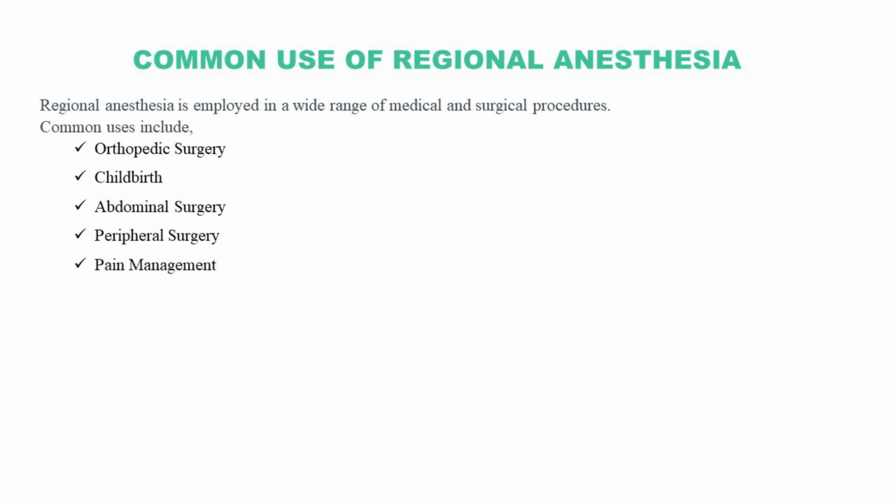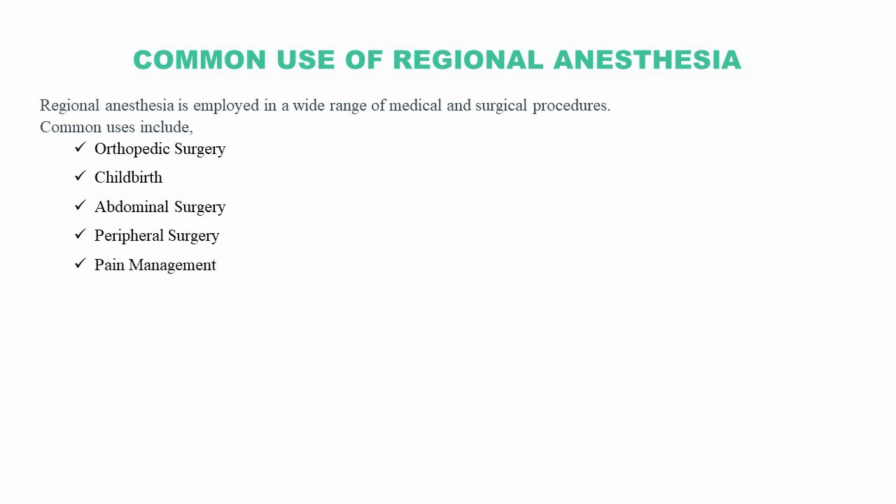Common uses of regional anesthesia. Regional anesthesia is employed in a wide range of medical and surgical procedures. Common uses include orthopedic surgery. Regional anesthesia is often used for joint replacement surgeries, for example, hip or knee replacement, to provide pain relief and muscle relaxation. Childbirth. Epidural anesthesia is frequently used during labor and delivery to manage pain and facilitate a more comfortable birthing experience for the mother.